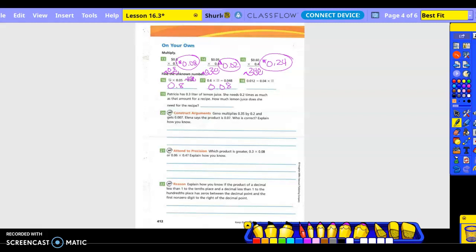Next one, something times 400 is going to get us 12,000. How many place values do we have so far? 2. So we need one more. So 3 tenths.